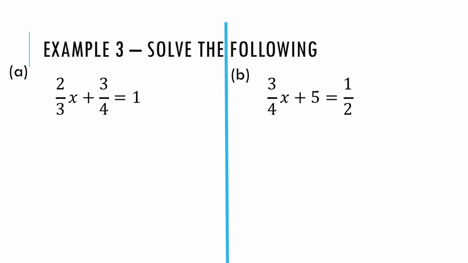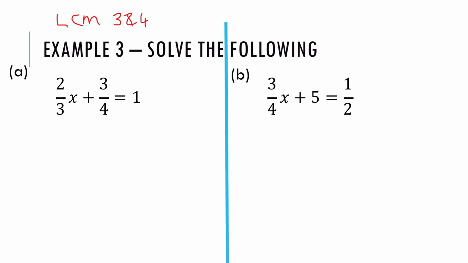In example 3, there is more than one denominator. There's a denominator of 3 and a denominator of 4. When you have different denominators in the one equation, you need to find the lowest common multiple of both of those denominators. Remember, lowest common multiple just means the smallest number that is in the 3 times table and also in the 4 times table.